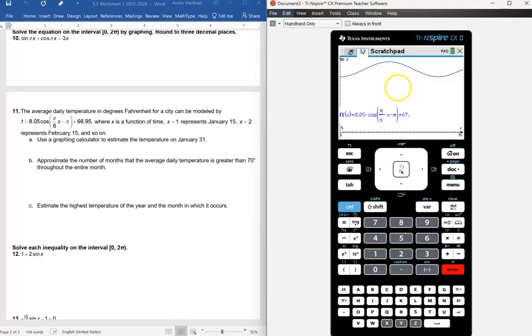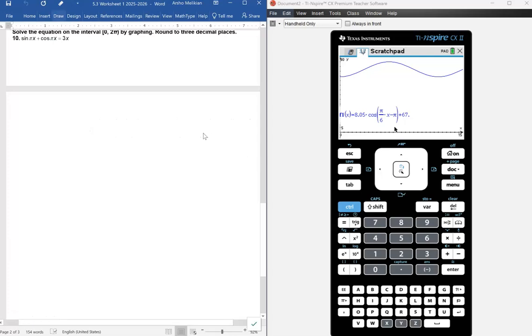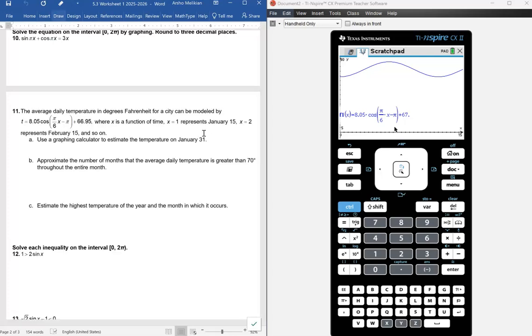Now it says use a graphing calculator to estimate the temperature on January 31, right? So when x is 1, it's January 15. When x is 2, it's February 15. So this is x equals 1.5. So really what we want here in function notation is t of 1.5.